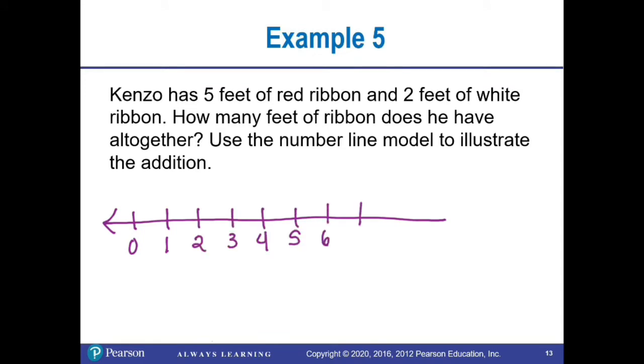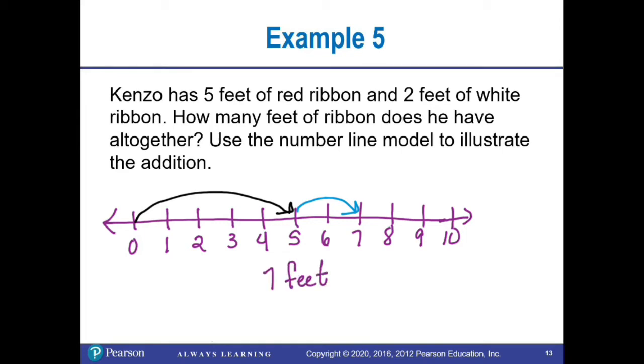I typically count from 0 to 10 on my number line. If you need more than 10, you can always extend your number line. The first measure we have is 5 feet. So I'm going to make a jump from 0 to 5. I show that jump with an arrow. Then the next measure is 2 feet. So I'm going to jump 2 more places. I have an arrow of length 2. And that lands at 7. So that tells me Kenzo has 7 feet of ribbon.